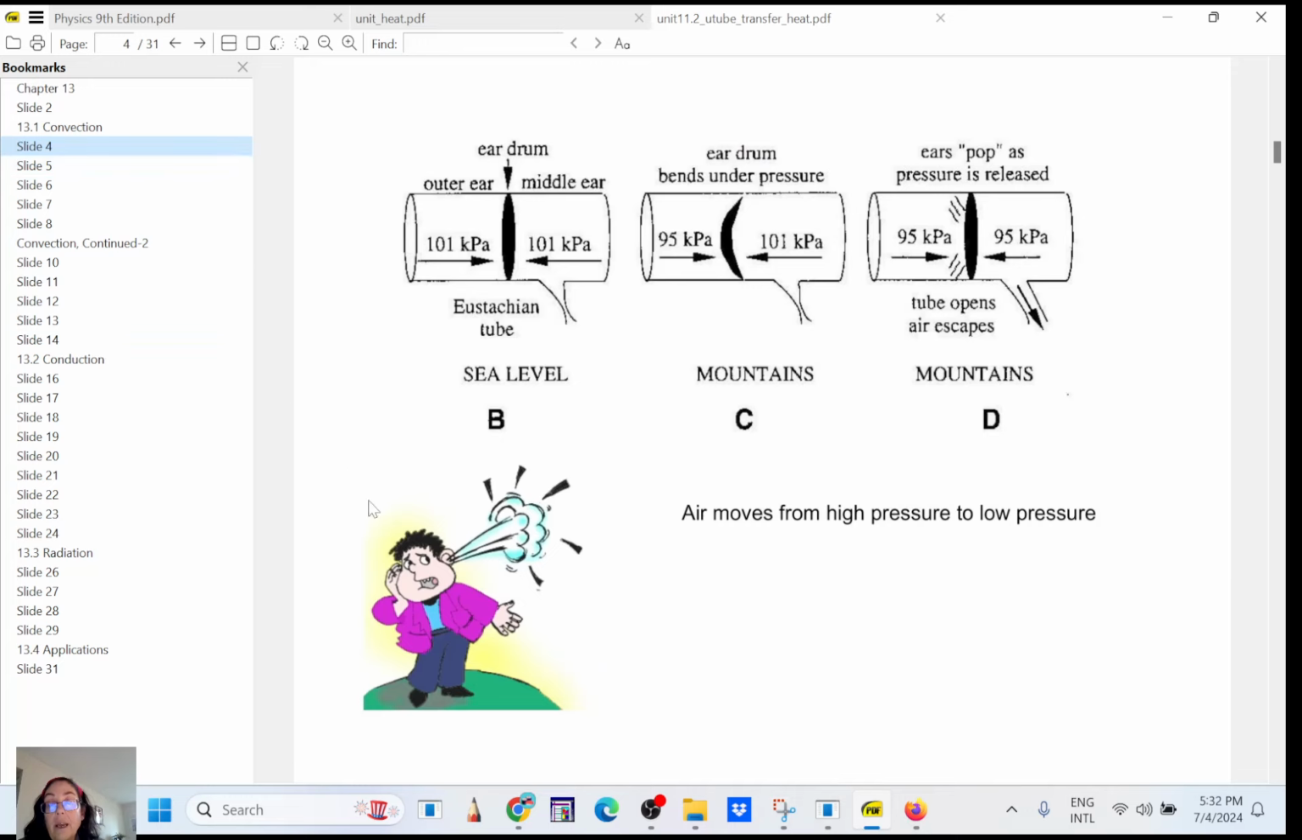So let's see about pressure. Pressure always goes from high pressure to low pressure. For example, if you are in an airplane, inside the body, the pressure is the atmospheric pressure that you have on the ground. So you have a high pressure, but in the airplane, the pressure is going down. It's going to be lower. So that's why the ears will pop and can be painful.